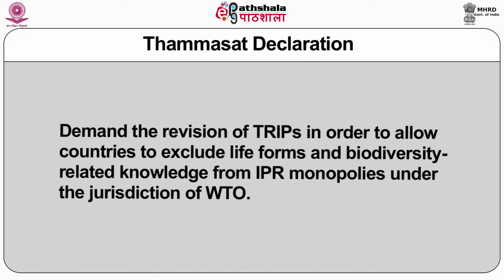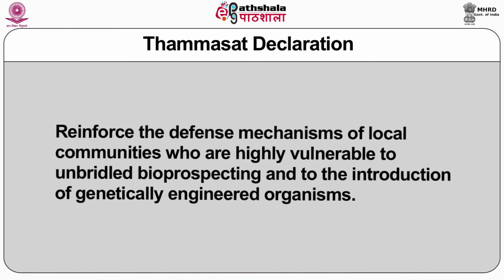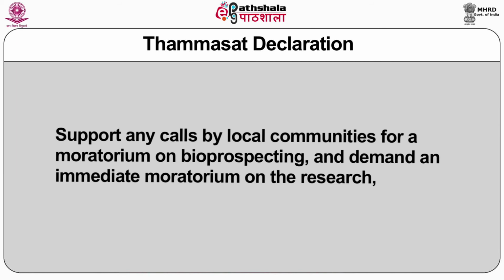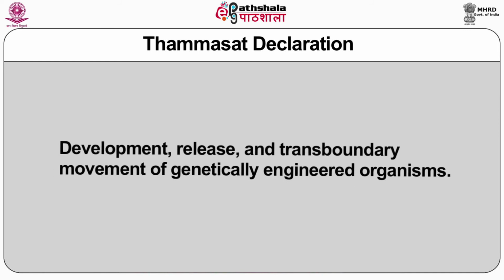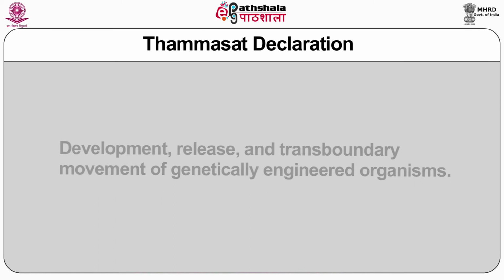Some of the immediate tasks at hand are to demand the revision of TRIPS in order to allow countries to exclude life forms and biodiversity related knowledge from IPR monopolies under the jurisdiction of the World Trade Organization, reinforce the defense mechanisms of local communities who are highly vulnerable to unbridled bioprospecting and to the introduction of genetically engineered organisms, support any calls by local communities for a moratorium on bioprospecting and demand an immediate moratorium on the research, development, release and transboundary movement of genetically engineered organisms.